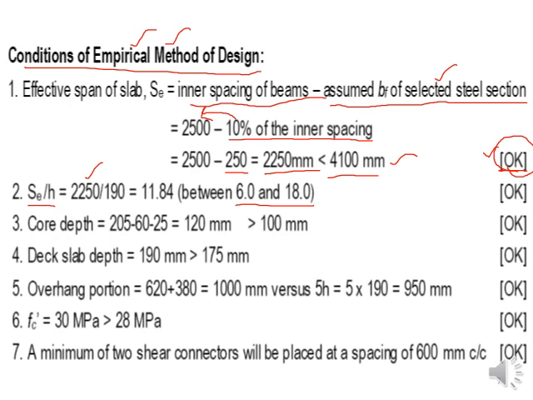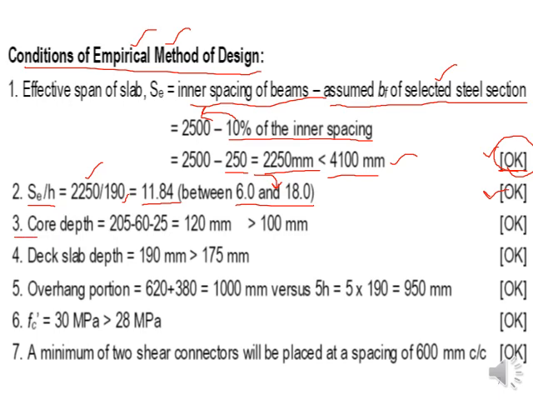2250 is the effective span of the slab. 190 is the depth of the slab. You have calculated earlier, in the previous slide, that it comes out to be 11.84. It is in between 6 and 18, so it is OK. Number 3, core depth.